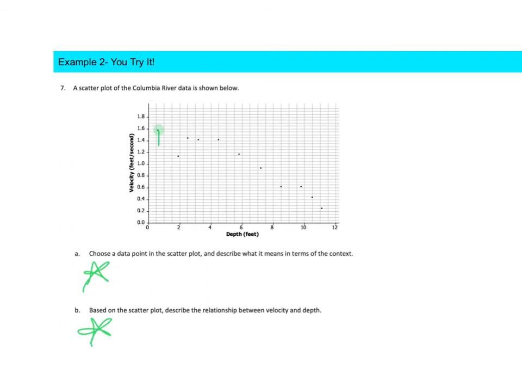And what this first point means is that at around, what would this be? This would be what? 1, 2, 3. 1 foot. At 1 foot deep, the water flows 1.6 feet per second. Okay, you can choose any point you'd like and do the same thing.